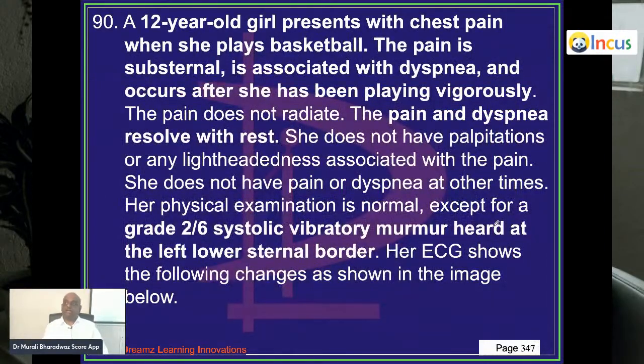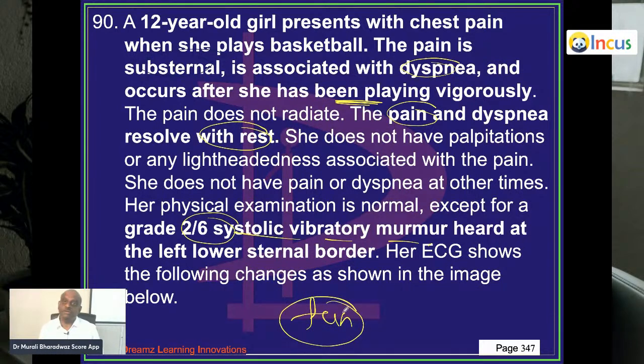A 12-year-old girl presents with chest pain. She plays basketball. It is substernal associated with the dyspnea while she is playing vigorously, and the pain and dyspnea resolve with rest. She has a 2/6 systolic vibratory murmur, which is a functional murmur. Systolic murmurs can be organic or functional, but diastolic murmur can only be organic. It can't be functional. So if you have anemia, children, in them systolic murmurs can be heard because of their hyperdynamic circulation.